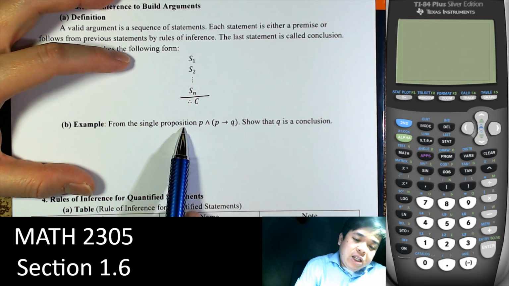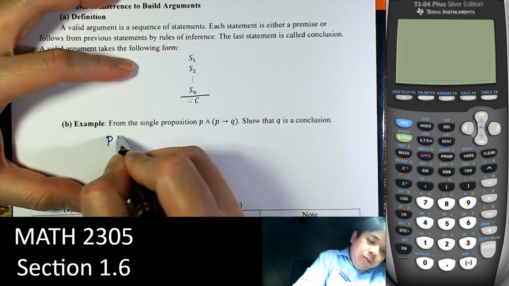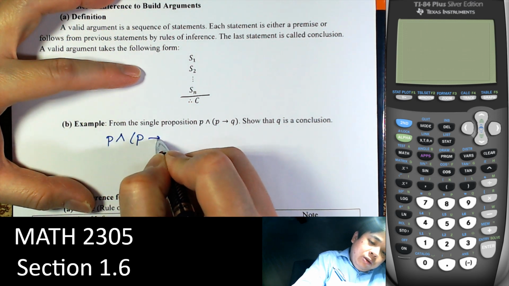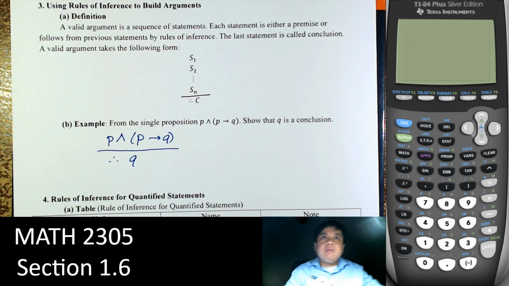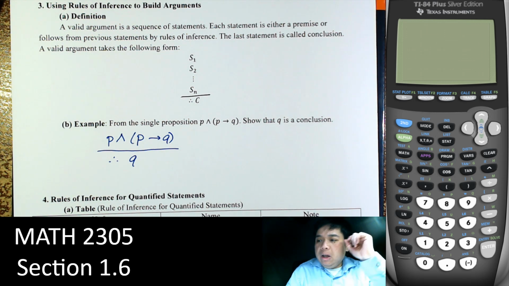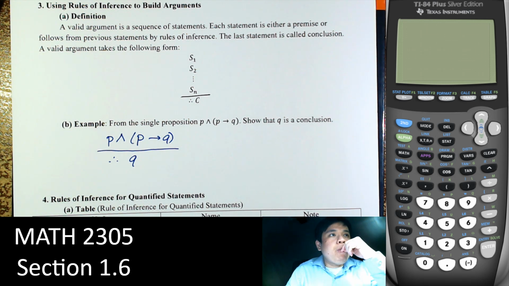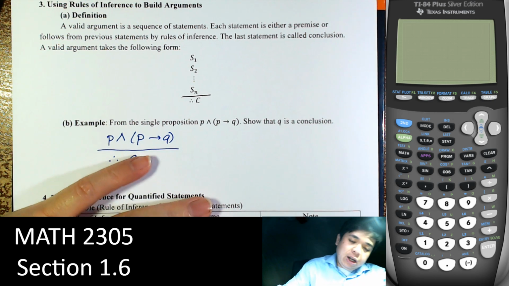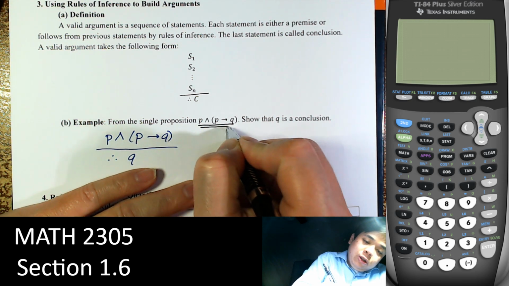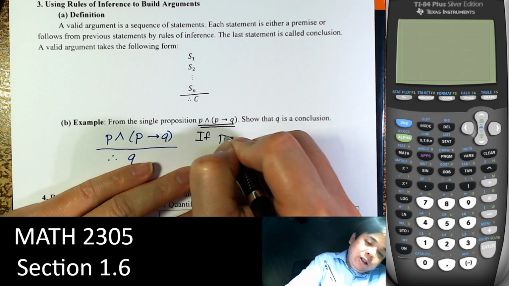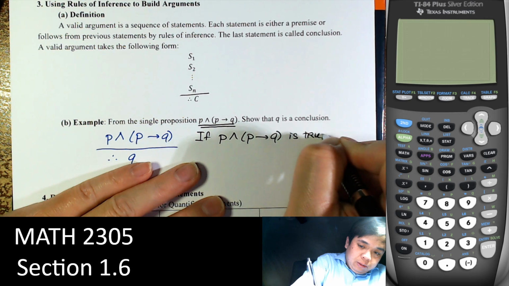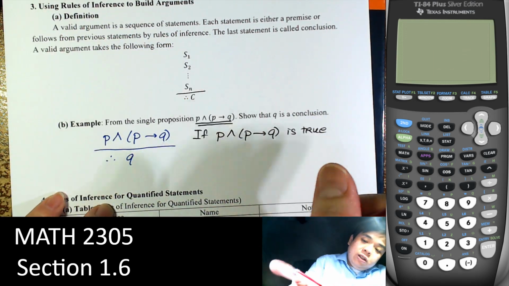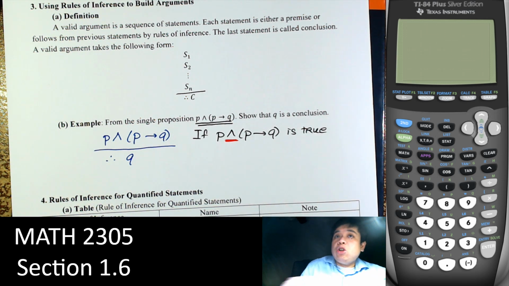Right, from a single P and P implies Q, the conclusion here is Q. Right, so later on we write proofs, but now we just write in the simple form of logic. So let's say if this is true, I'll just spell that. And this is a conjunction. A conjunction is true when both of them are true.